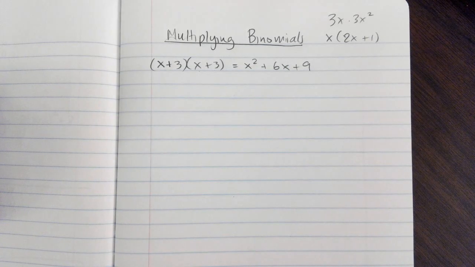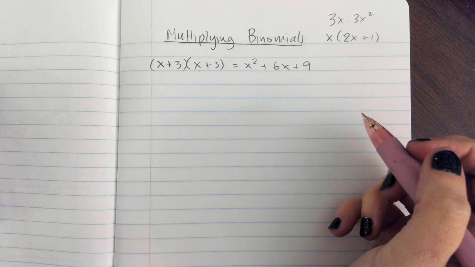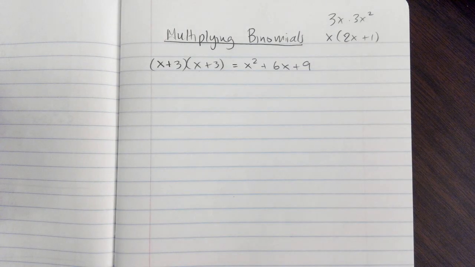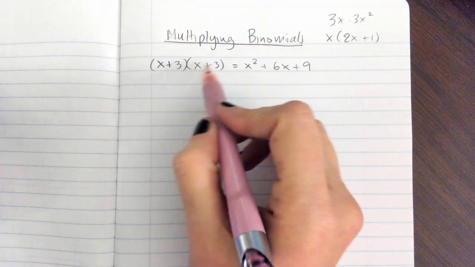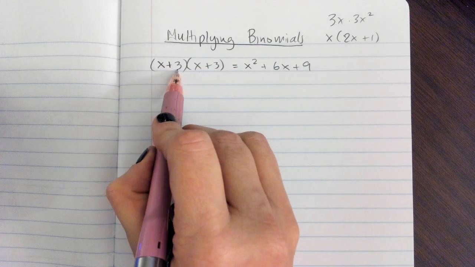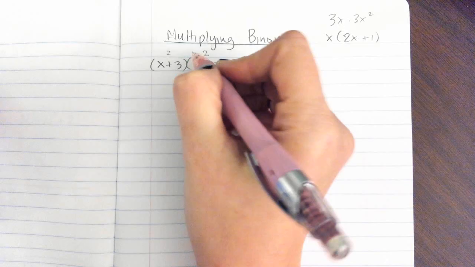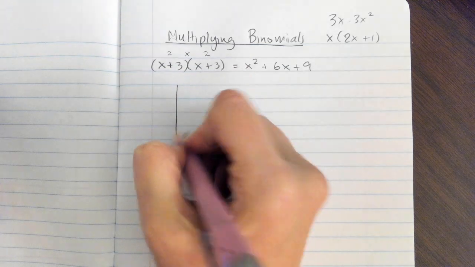We get the exact same answer whether we use tiles or the box. Hopefully you were following along and tiling that. I want to try the same exact problem, but instead of using tiles, we're going to use the box to solve it. Since I have a binomial which has 2 terms and another binomial which has 2 terms, that means I need a 2 by 2 box. So I'm going to draw myself a 2 by 2 box.